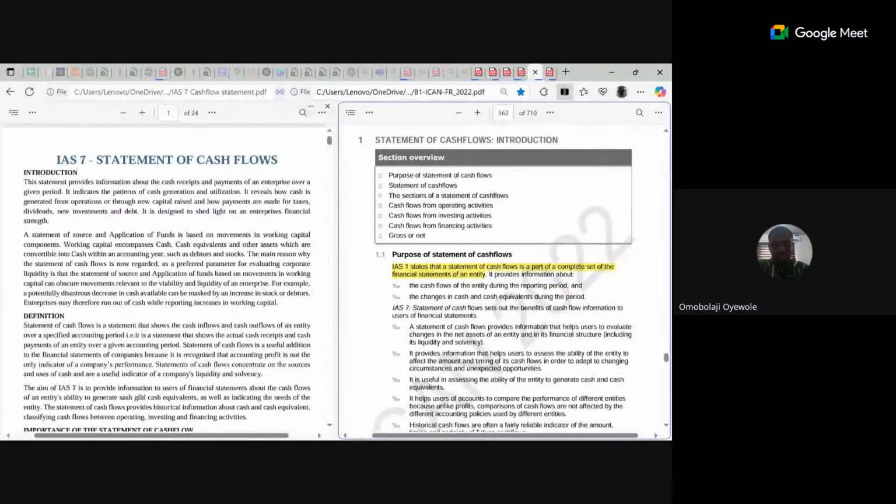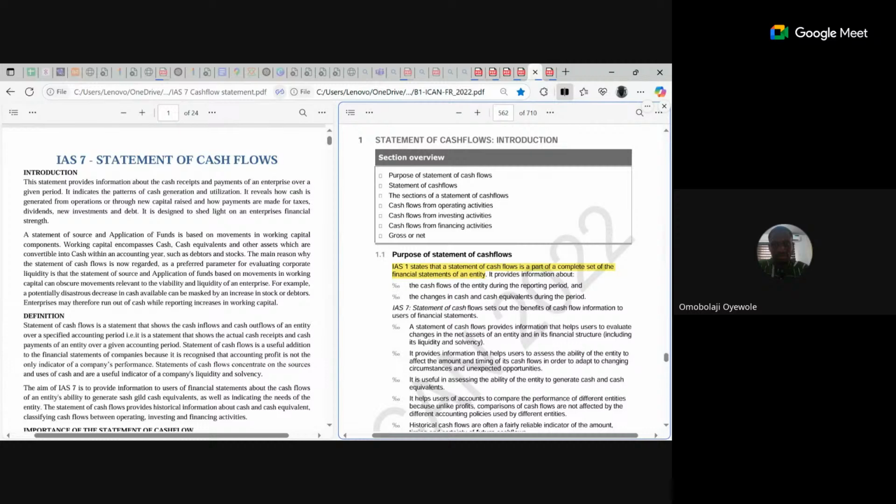Please confirm that you can hear me before I move on. I'm hearing you. We are hearing you. All right. So the cash flow statement is one of the compulsory requirements of presenting a financial statement in accordance with IAS 1. That's the statement of cash flow.